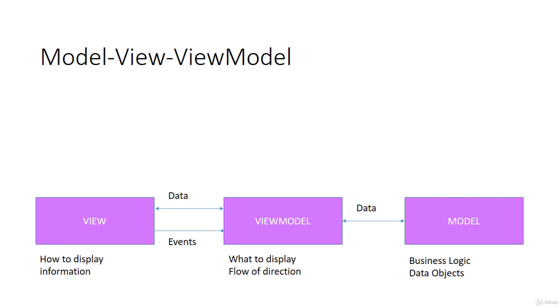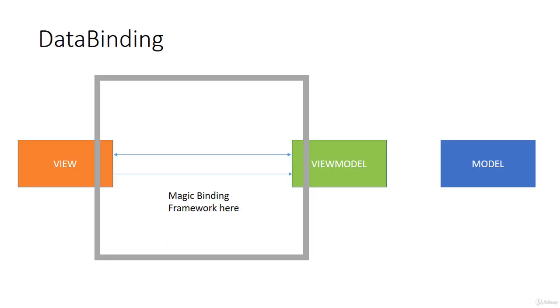Now let's suppose I have some code in the view model and I want to show this in my view, and that's where the magical data binding framework lives. It's a glue that magically binds your view to the view model. And that's where the Xamarin Forms data binding framework comes in. We will talk about data binding later in this course, but right now let's dive deeper into MVVM.